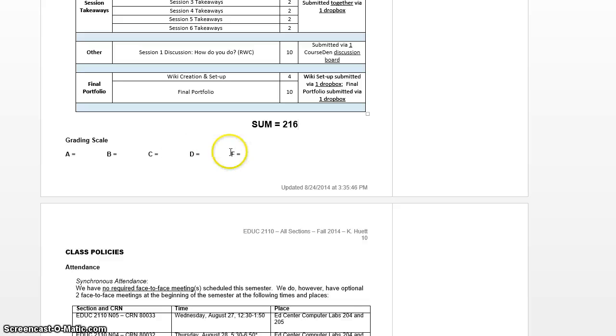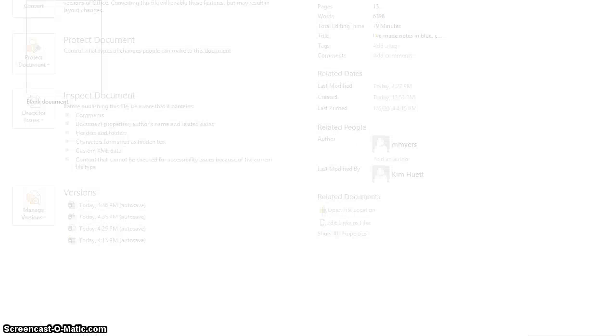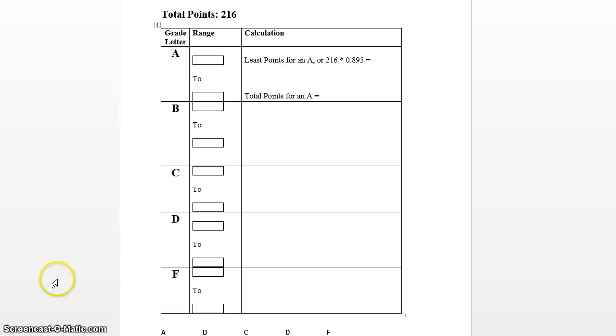Now we want A, B, C, D, and F. So I'm going to open up a new Word document and set up a little thing so that this makes sense. All right, so we know we have a sum of 216. I'm going to pause you while I set up this paper, then I'm going to explain my setup, then we're going to make the calculations.